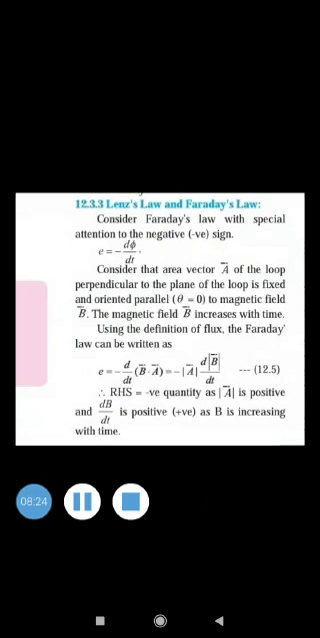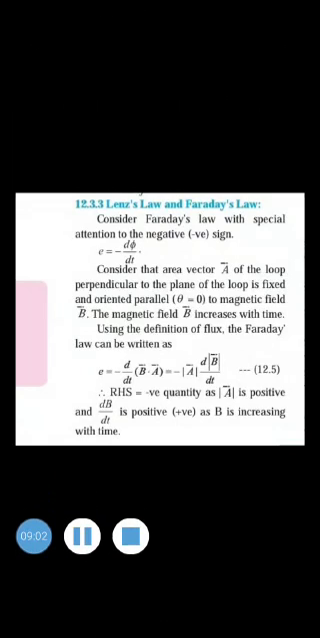Now here, the induced EMF is directly proportional to the rate of change of magnetic flux. In Faraday's second law, we have studied that the magnitude of the induced EMF is directly proportional to the rate of change of magnetic flux, and therefore here we introduce the negative sign. The negative sign indicates that a change in magnetic flux causes an induced EMF, but this induced EMF and current oppose the change in magnetic flux which produces them.